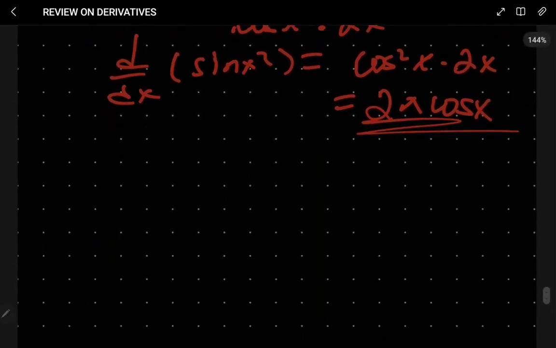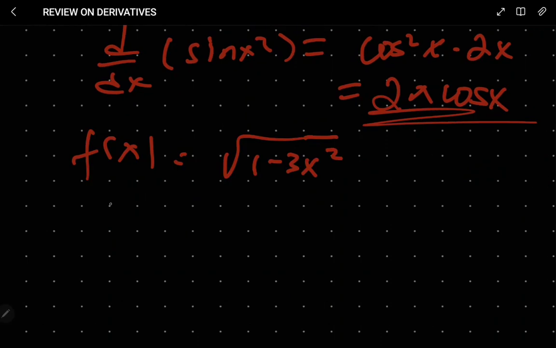Okay, let's have another example. This is the second example. f of x is given as the square root of 1 minus 3x squared. Now, pause the video and try to split this root of 1 minus 3x squared into two functions. Then you will check your solution together with me.